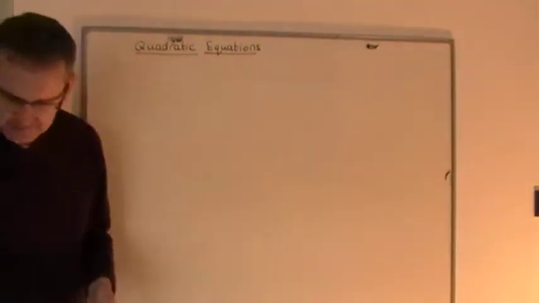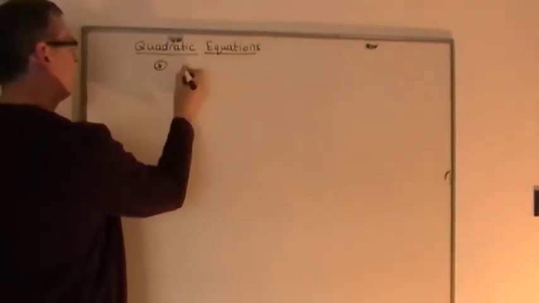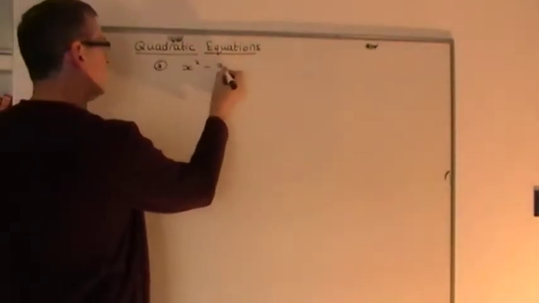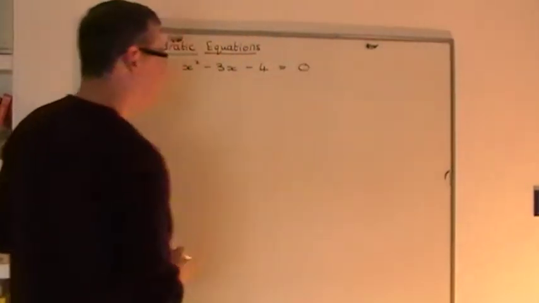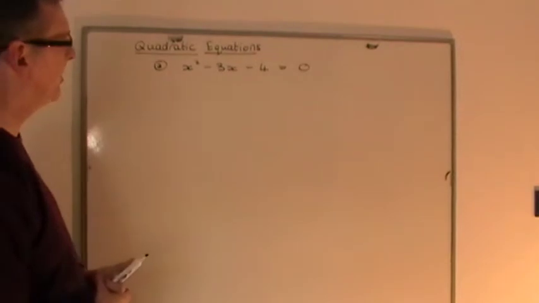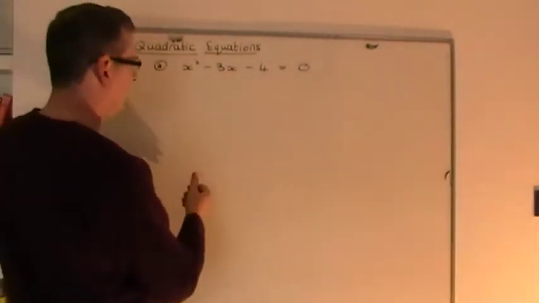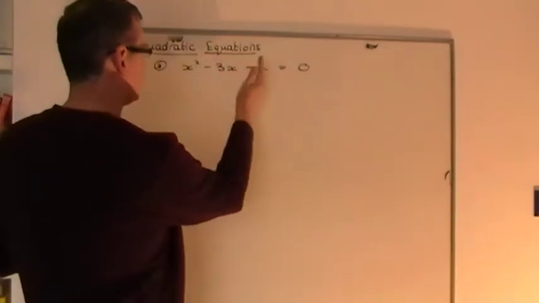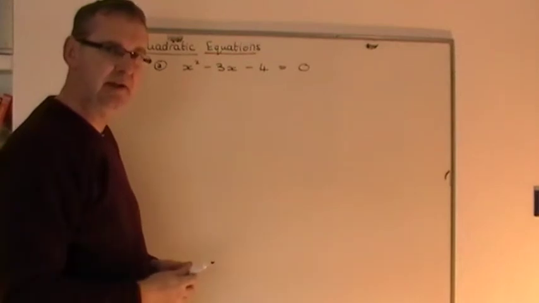How about this one then? For number 3, how about x squared minus 3x minus 4 is equal to 0. Okay, I'm going to solve that. Quadratic equation, there's going to be two answers. Is it in the right format? Yes. x squared, x's, number equals 0. Fine. Don't need to do anything with that then.